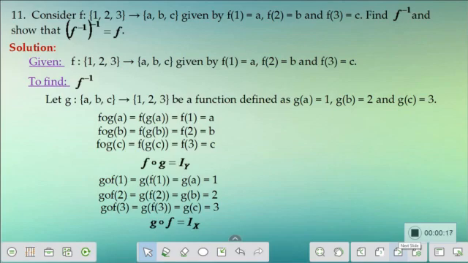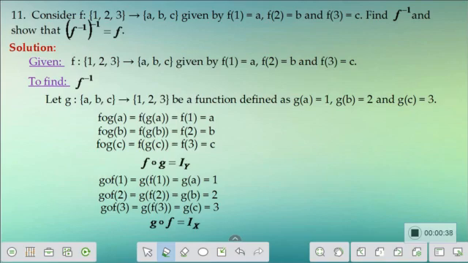Consider f from the set containing elements 1, 2, 3 to the set containing elements a, b, c given by f of 1 equal to a, f of 2 equal to b and f of 3 equal to c. Find f inverse and show that inverse of f inverse is f.